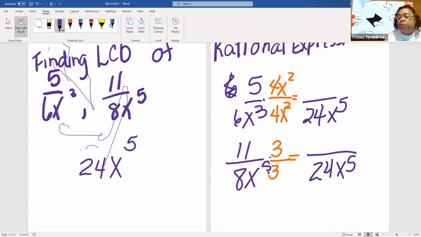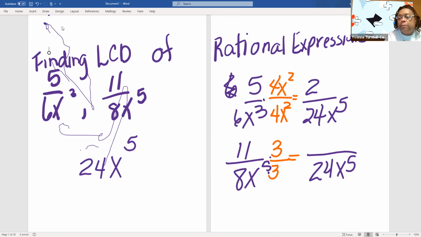5 times 4 is 20. And of course, x squared just comes right over. Here, 6 times 4 is 24. X cubed times x squared is x to the 5th because we add exponents because of the product rule.